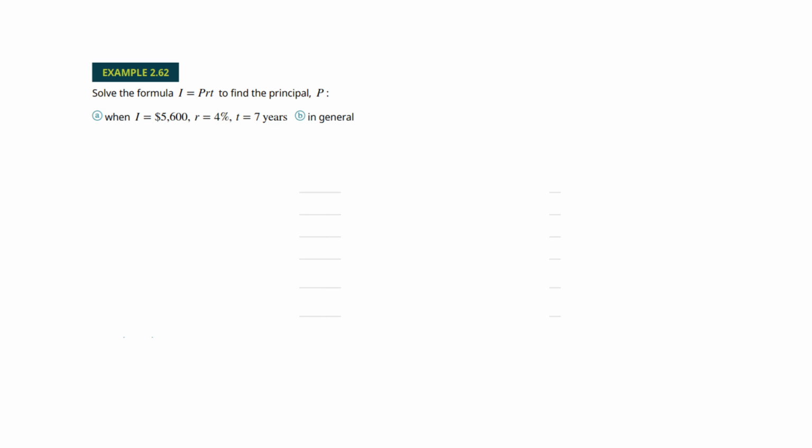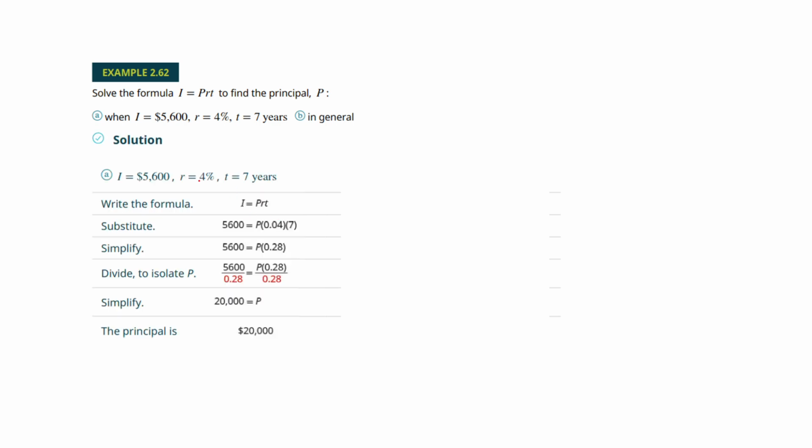All right, we've got a new formula here, same idea. I'm plugging in, they gave me interest, they gave me the rate, and they gave me time. Just be careful. This rate is a percentage. We'd have to put it in as a decimal. Now we crunch that down, divide both sides by 0.28, and we get our P, which stands for the principal amount of money.